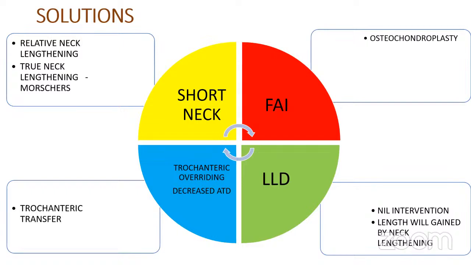For the shortening of the neck, the options are relative neck lengthening, or true neck lengthening procedures like Morscher. If FAI is severe clinically, we can go ahead with osteochondroplasty. The trochanteric overriding we can address by doing a trochanteric transfer. For the LLD, I think we don't need to intervene right now, because if you do a true neck lengthening, it will gain adequate length in the affected right limb.